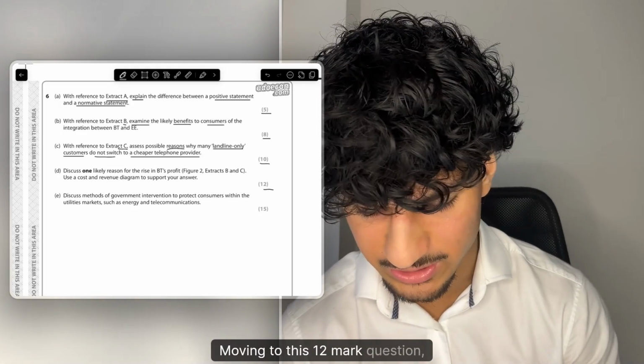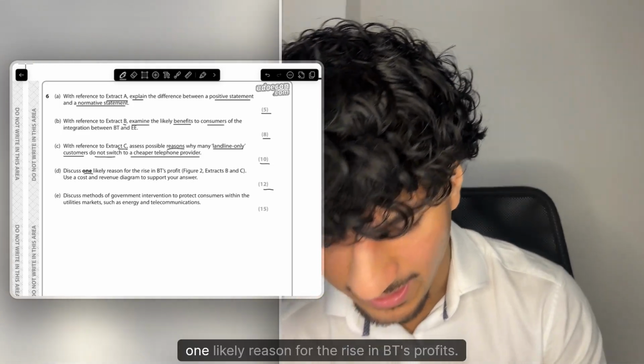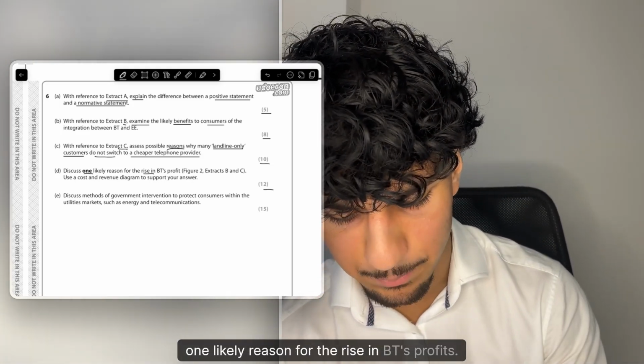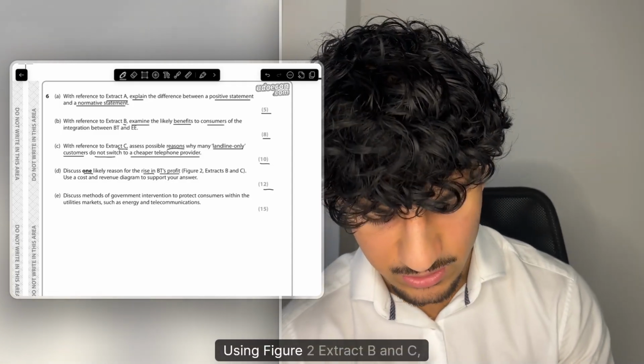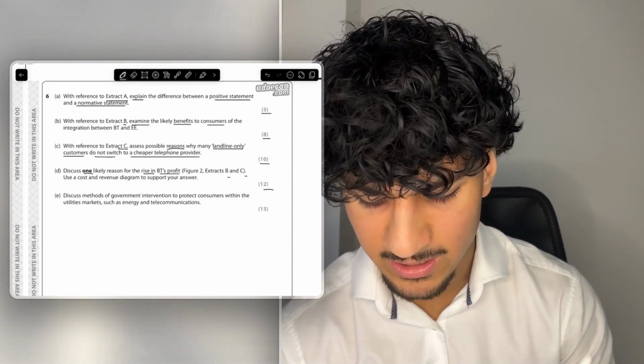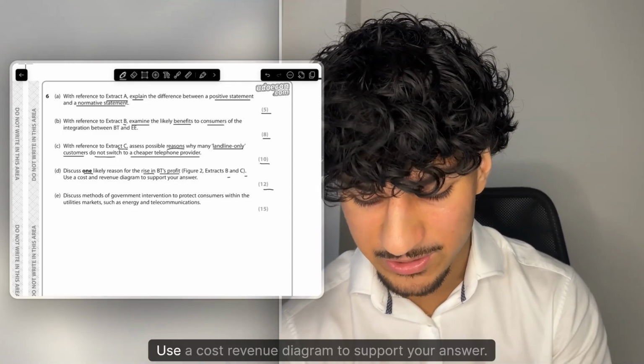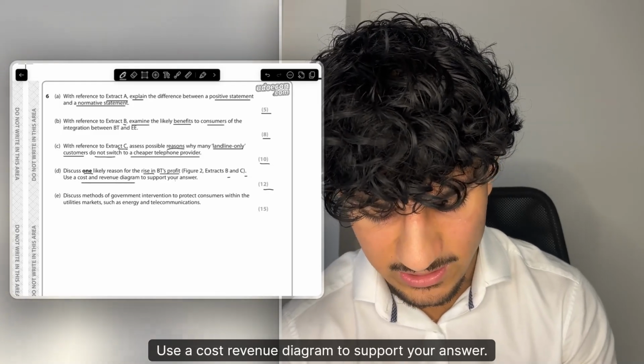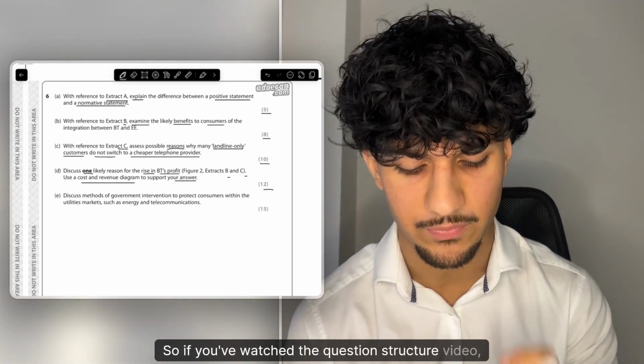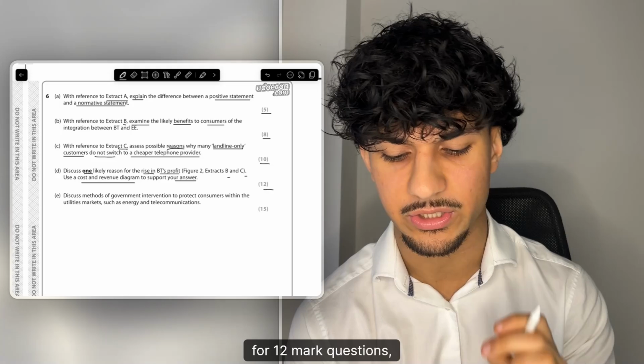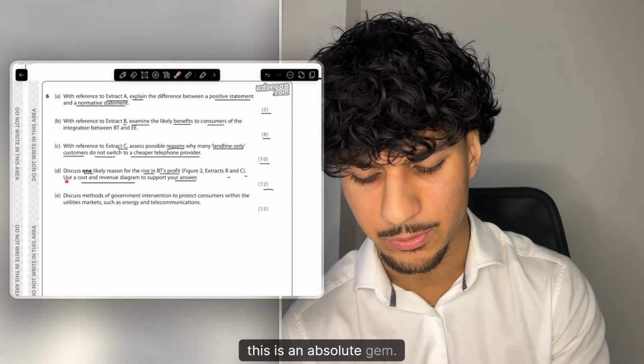Moving on to this 12-mark question. Discuss one likely reason for the rise in BT's profits. Using figure 2, extract B and C, and this is a good question, use a cost revenue diagram to support your answer. So if you've watched the question structure video, you know for 12-mark questions, this is an absolute gem.